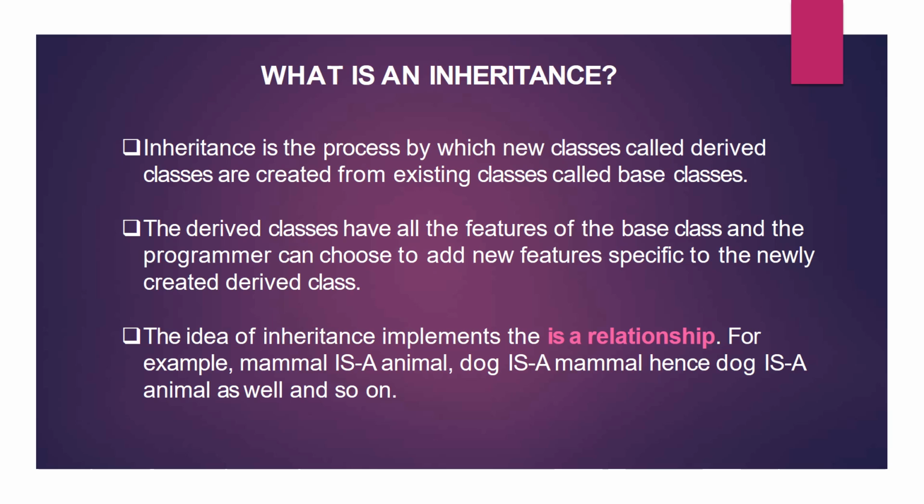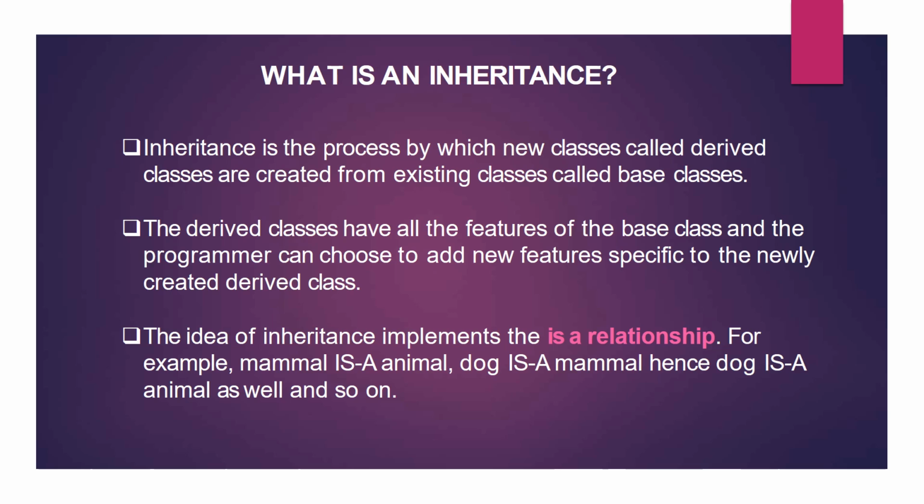Now we'll see what inheritance is. Inheritance is a process by which a new class called the derived class is created from an existing class called the base class. The derived class has all the features of the base class, and the programmer can choose to add new features specific to the newly created derived class. The idea of inheritance implements the is-a relationship. For example, a mammal is an animal, a dog is a mammal. Hence, a dog is an animal as well, and so on.